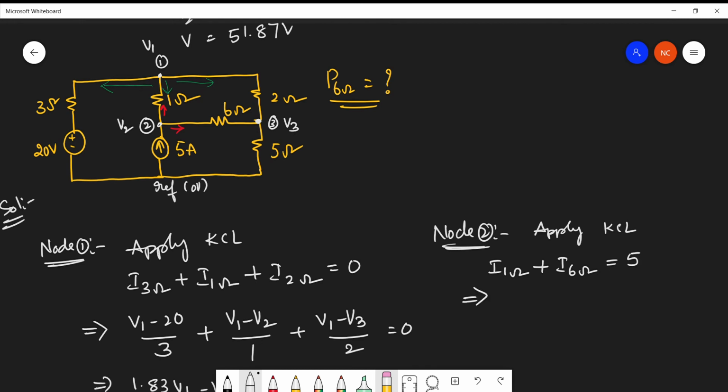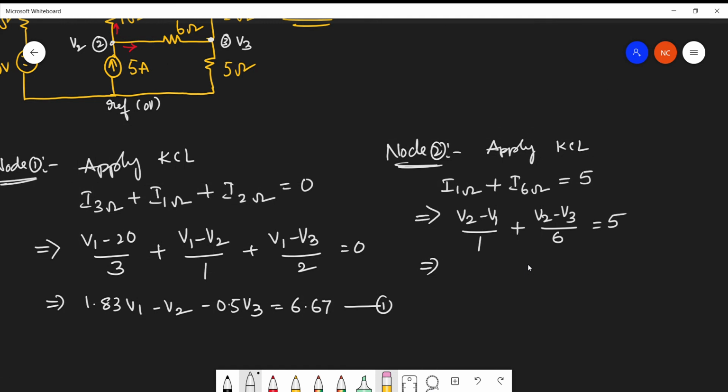Now what is the current passing through the 1 ohm resistor according to node 2? This is (V2 minus V1) by 1 plus the current passing through 6 ohm, that is (V2 minus V3) by 6, equal to 5. Solving this equation, we get the second equation: minus V1 plus 1.167 V2 minus 0.167 V3 equal to 5. This is the second equation.